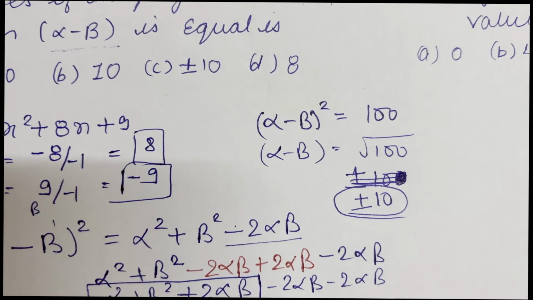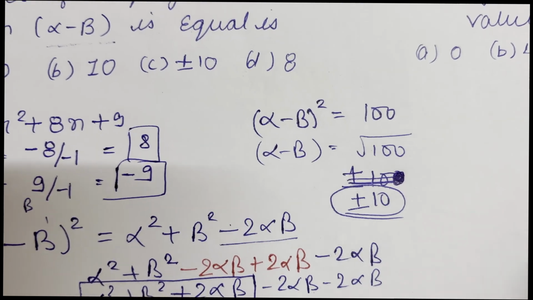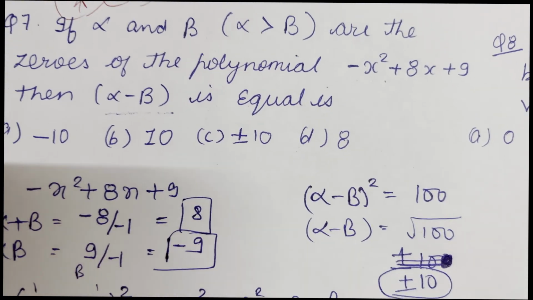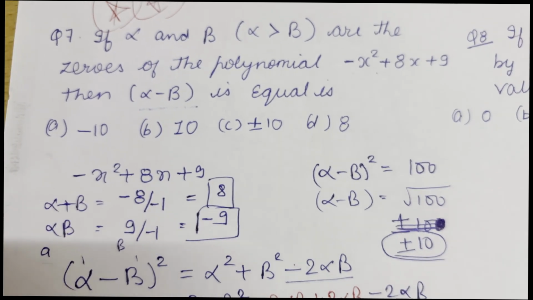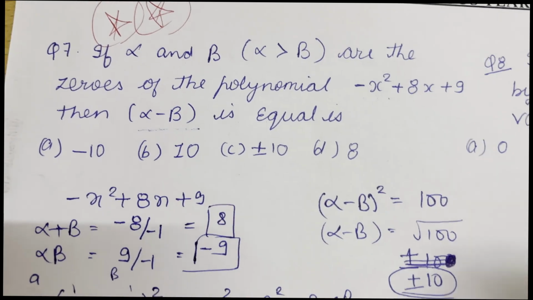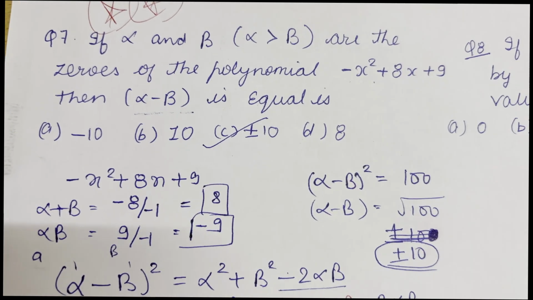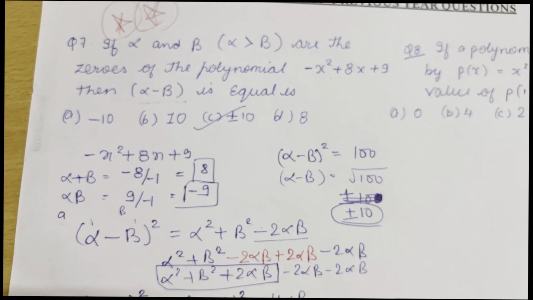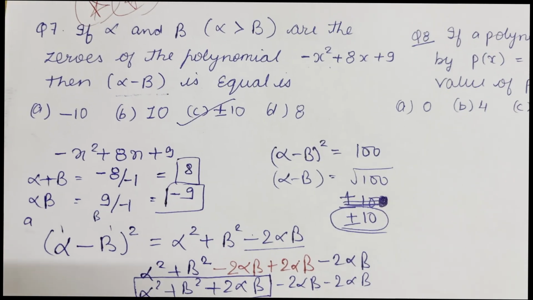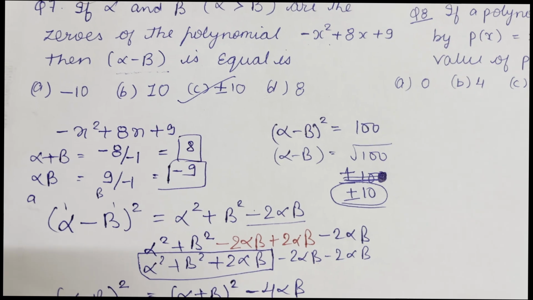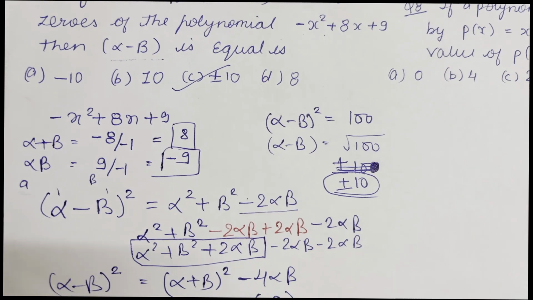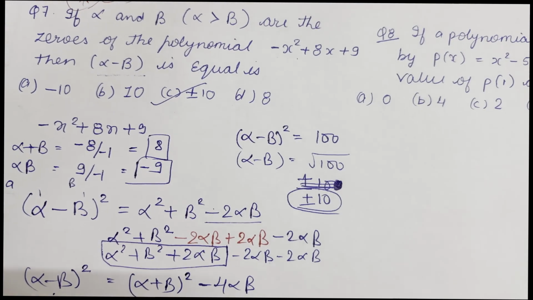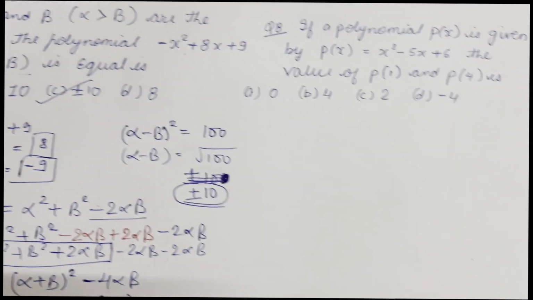Many of the students, in hurry or in the stress of the examination, put it as only positive 10, which makes your answer absolutely incorrect. So the correct answer for this question is plus minus 10. That's why I told you it's an important question, because in many steps you have to keep lots of things in your mind, and if you slip on any of them, your answer will be incorrect.